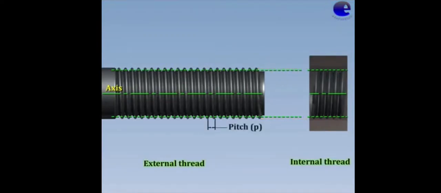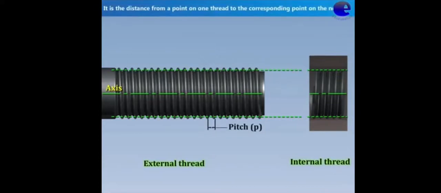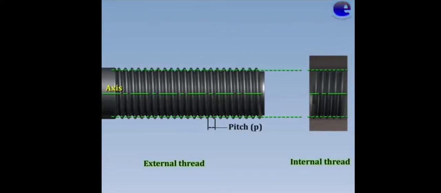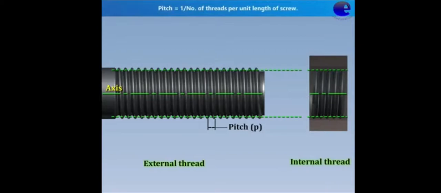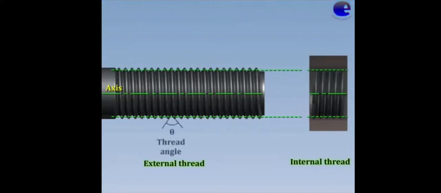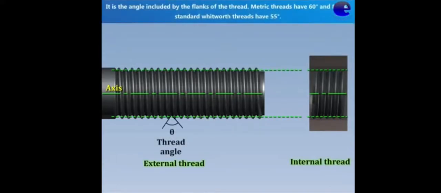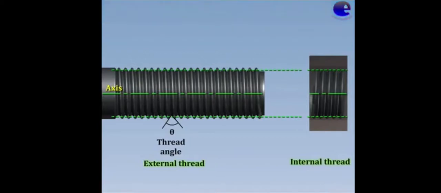Pitch, that is P. It is the distance from a point on one thread to the corresponding point on the next. Pitch is equal to 1 divided by number of threads per unit length of screw. Thread angle. It is the angle included by the flanks of the thread. Metric threads have 60° and British Standard Whitworth thread have 55°.